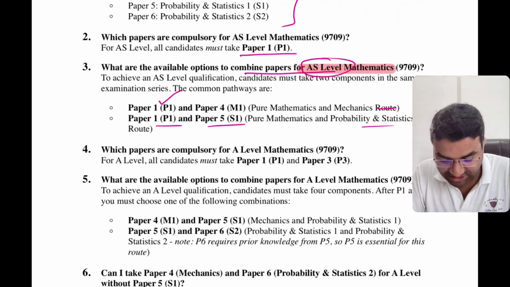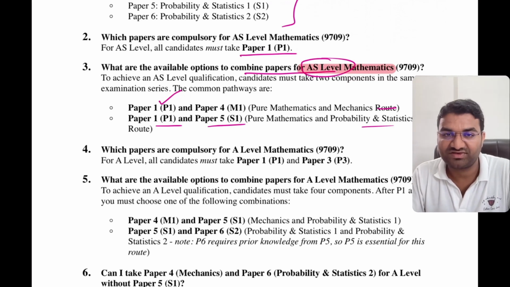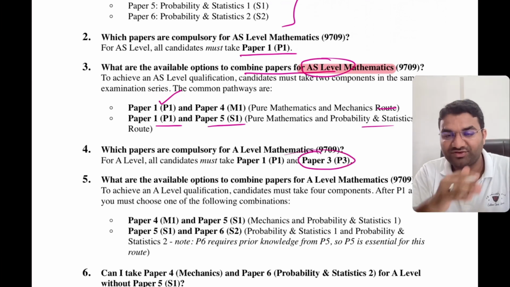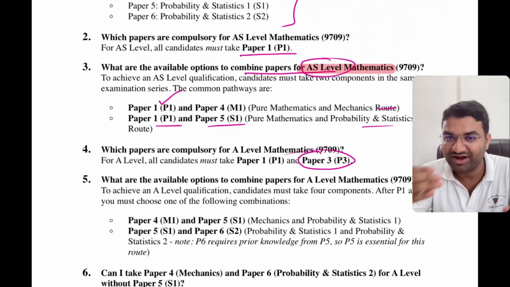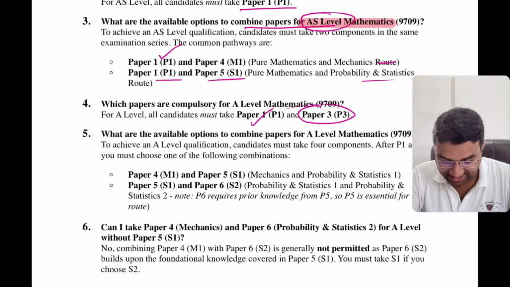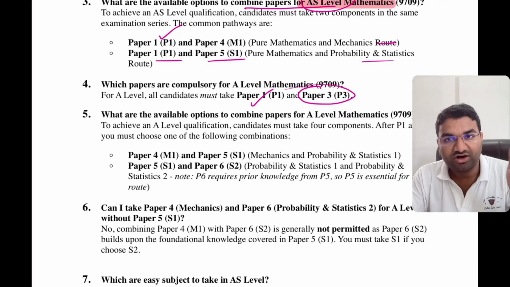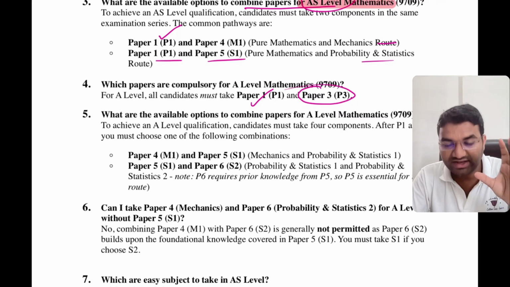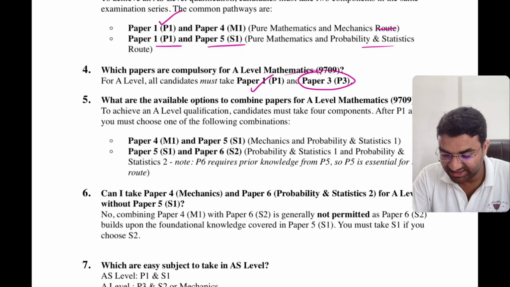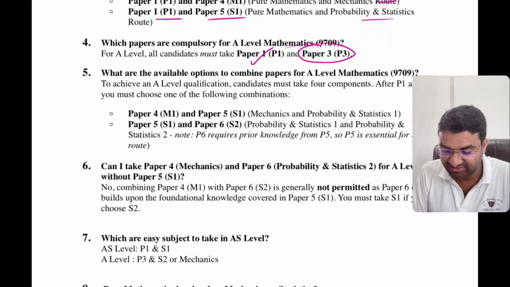Next, which papers are compulsory for A level? For A level, of course, a candidate must prepare for it. P3 is compulsory, and to reach A level you have to give paper 1 anyway, so that's compulsory too. Next, what are the available options to combine for A level? Along with P3, you can take either mechanics or statistics 2, as I said. The candidate must pick any one of the remaining options.